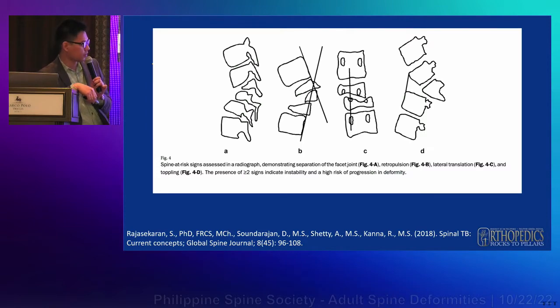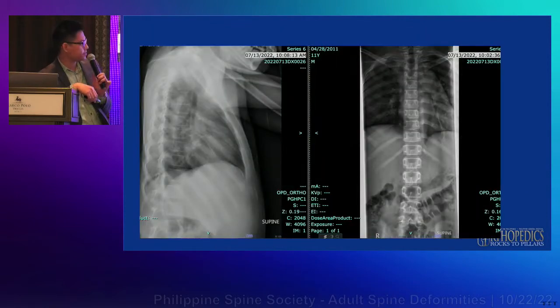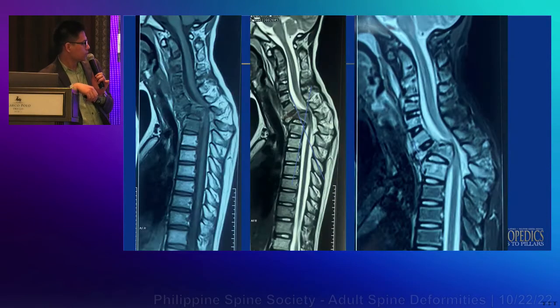So, remembering our spine at risk signs. So our patient has posterior retropulsion. He has no separation of the facet joints. The patient has toppling. So he has 3 of the 4 spine at risk signs.